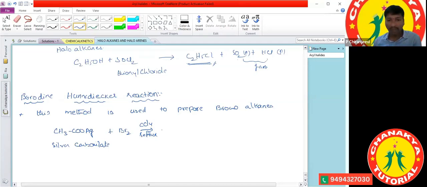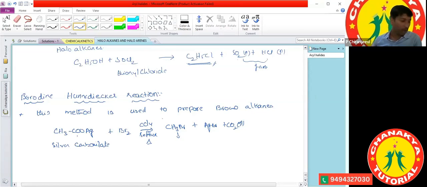Whenever silver carboxylates are treated with bromine in the presence of carbon tetrachloride and refluxed, meaning heated for a long time, it forms an alkyl bromide, that is methyl bromide, CH3Br, plus AgBr, and carbon dioxide gas is released. If you compare the reactant and the product, the product has one carbon atom less than the reactant.